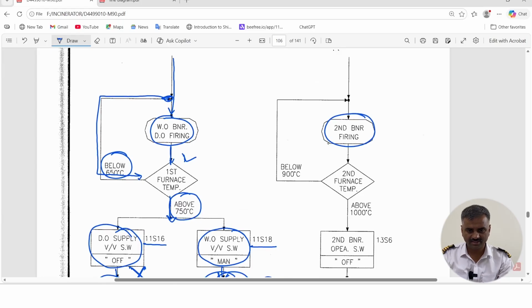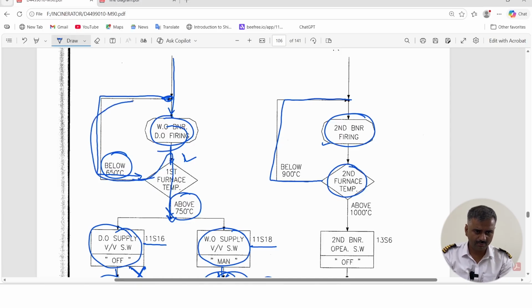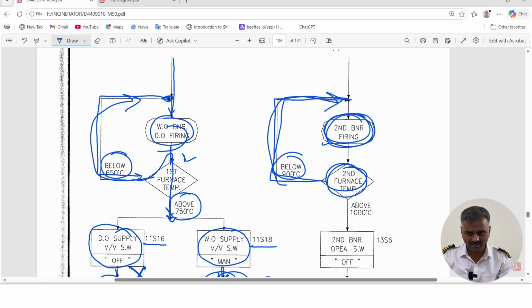Similarly, when the second burner started firing, we expect the temperature to be below 900 degrees centigrade. If the temperature is again below 650, the waste oil burner keeps firing on DO mode. If the furnace temperature went higher than 750, then it went on to waste oil mode. Otherwise, it would have gone back to waste oil firing on DO mode. Similarly, here it is checking the furnace temperature. If the second furnace temperature is below 900 degrees centigrade, it goes back into second burner firing continuously.